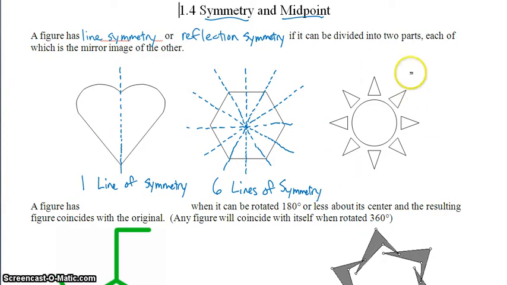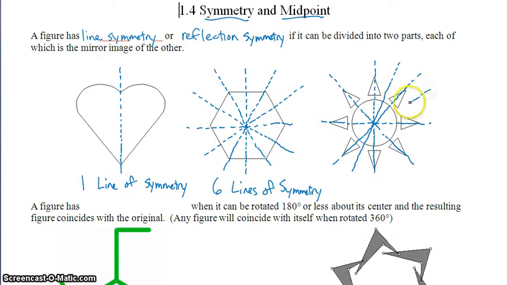The third example, the sun, also has line symmetry. Draw in the lines of symmetry. How many lines of symmetry does the sun have? We can count them. 1, 2, 3, 4, 5, 6, 7, 8 lines of symmetry.